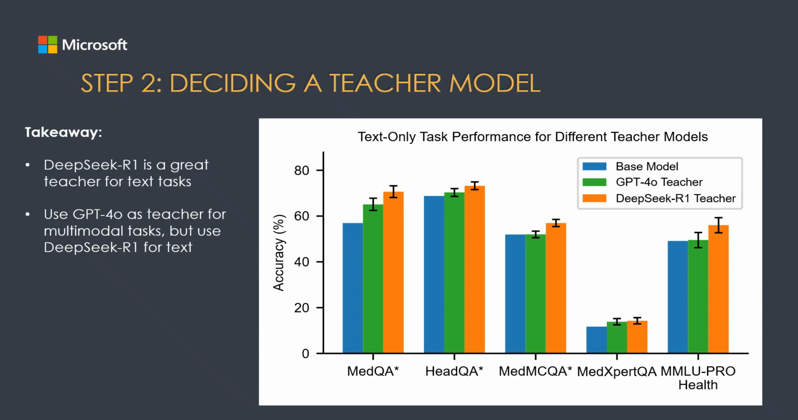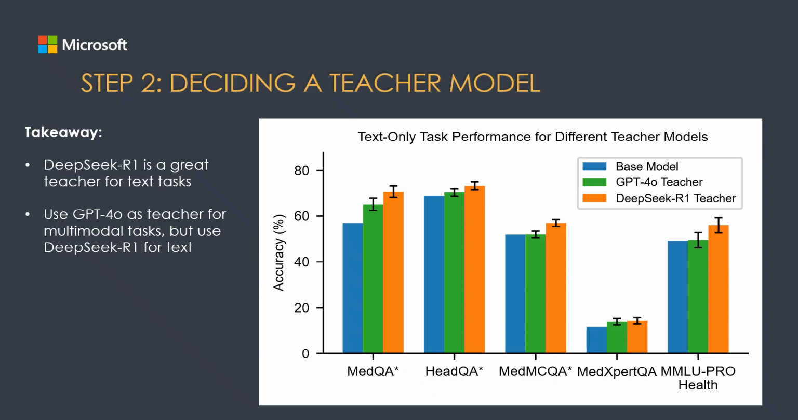We tested several state-of-the-art models such as DeepSeek R1 and GPT-4o across text-only and multimodal medical tasks. And from our experiments, we found that DeepSeek R1 was an excellent teacher for the text-only medical reasoning, as you can see here. But on multimodal questions, it falls behind GPT-4o, mainly because DeepSeek doesn't have a multimodal encoder.